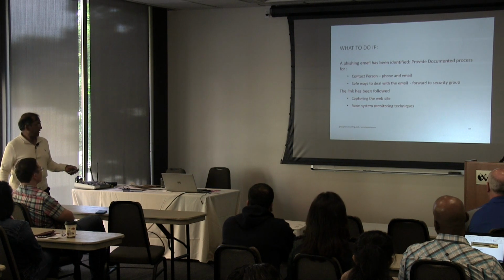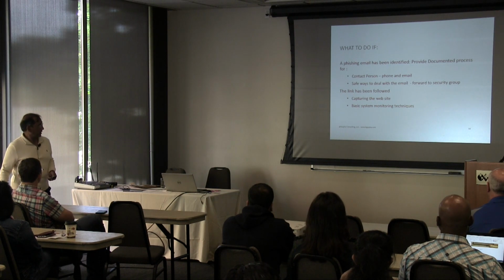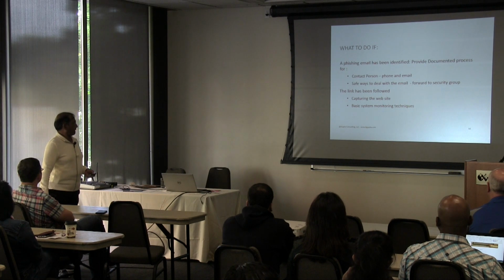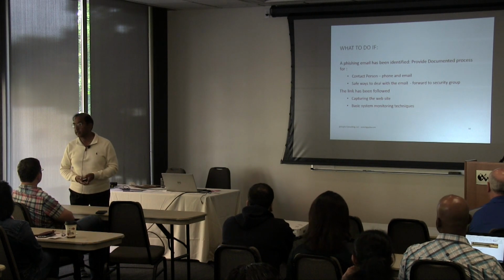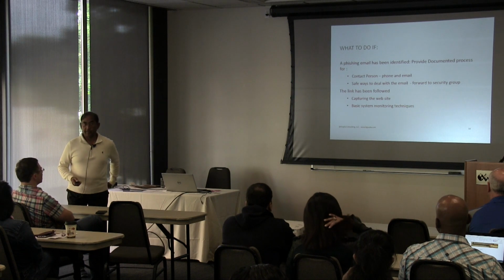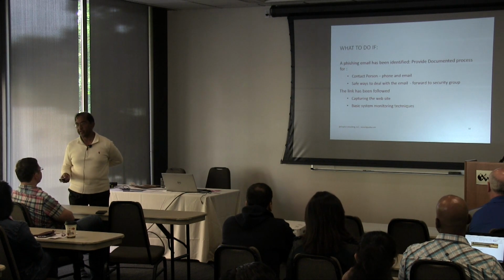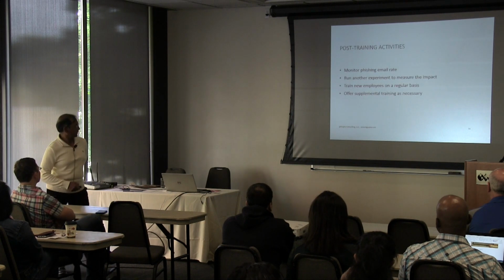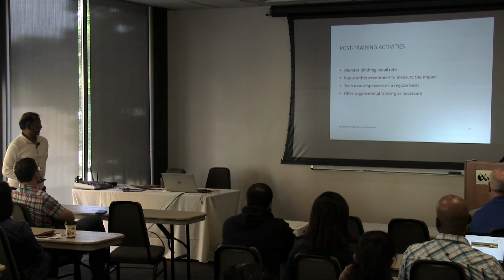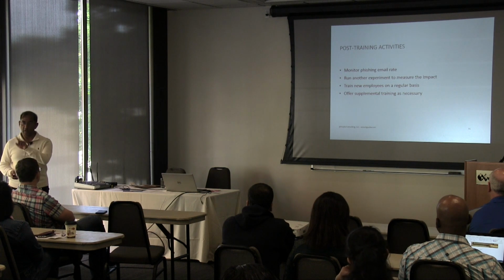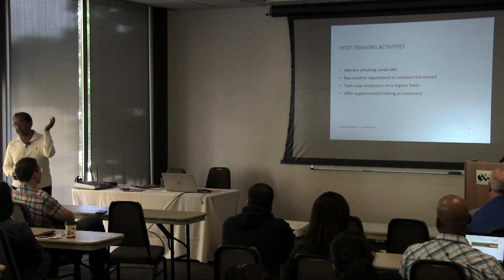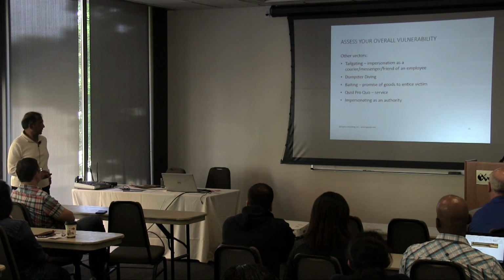If a phishing email has been identified, what do you do? You contact somebody, contact a person, and find out if the link has been followed or not. If nobody clicked on the link, then you're good. There is no harm done. But if there has been a phishing email in your company, then you first at least find out who got it and did they open the link or not. Okay. Post-training activities, monitor the phishing rate. Not just phishing rate, how many of them have been opened. Phishing rate could be very high, but nobody opens it, it's still safe. Okay.